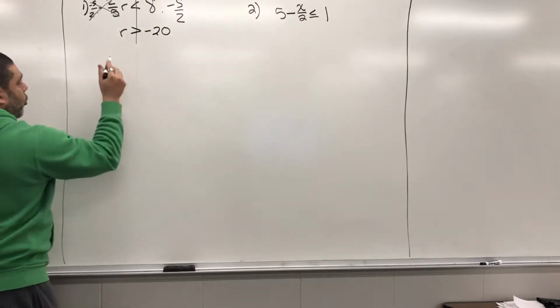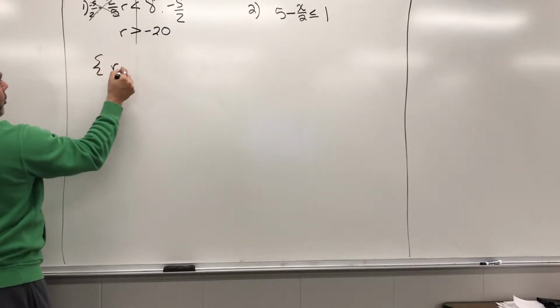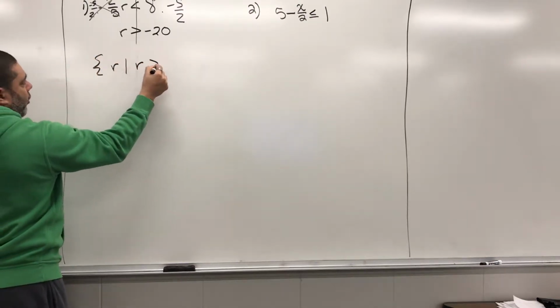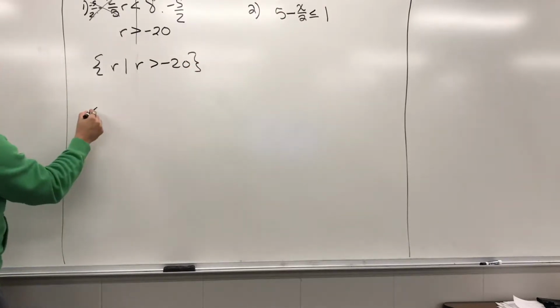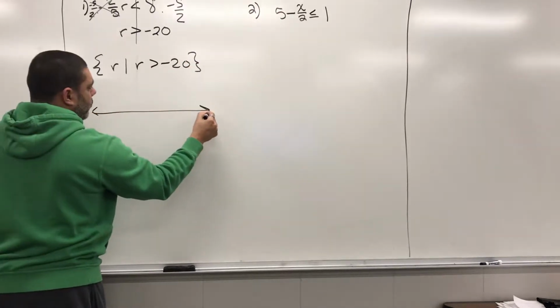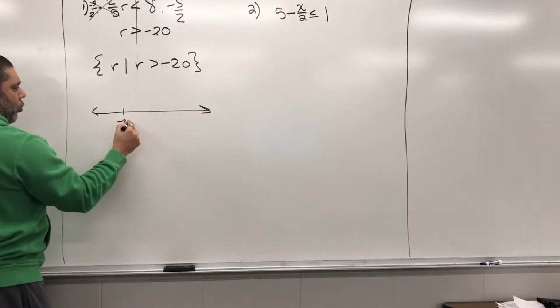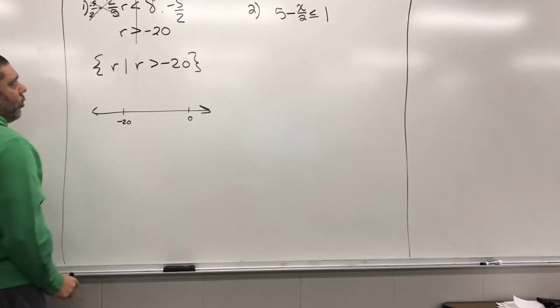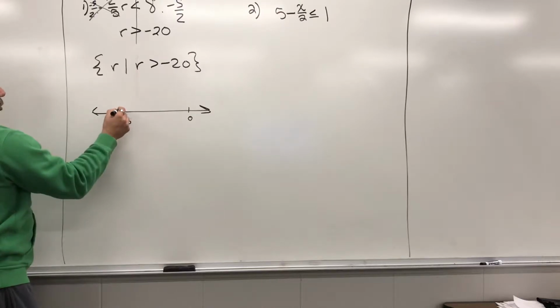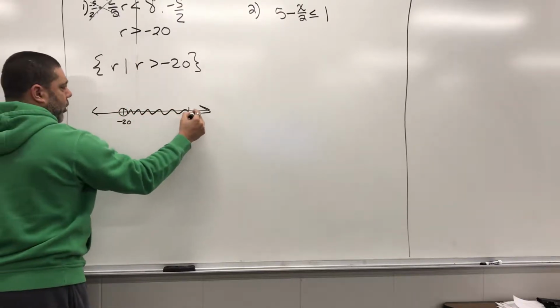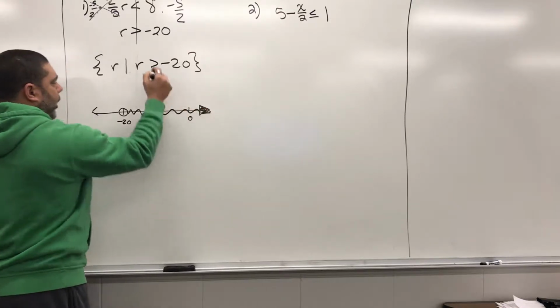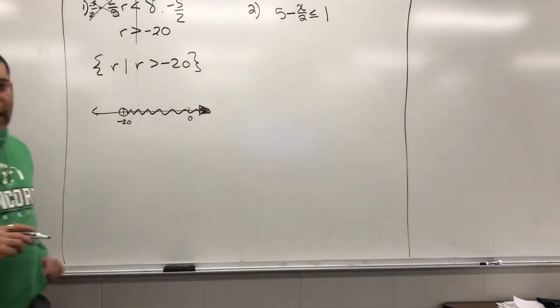Now remember, on your quiz, we need to write it in set notation. So it's r such that r is greater than negative 20. Okay, and our graph, there's negative 20, way out here, 0. This is missing the or equal to, so this is an open dot, and we need the values greater than, so we're going to shade to the right. Make sure it's in set notation before you go to graph.